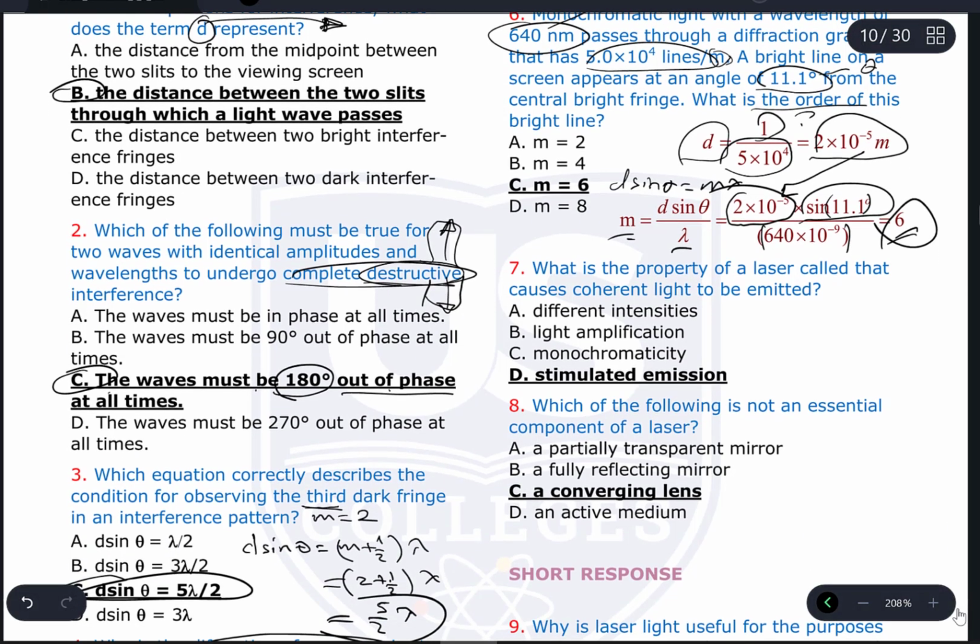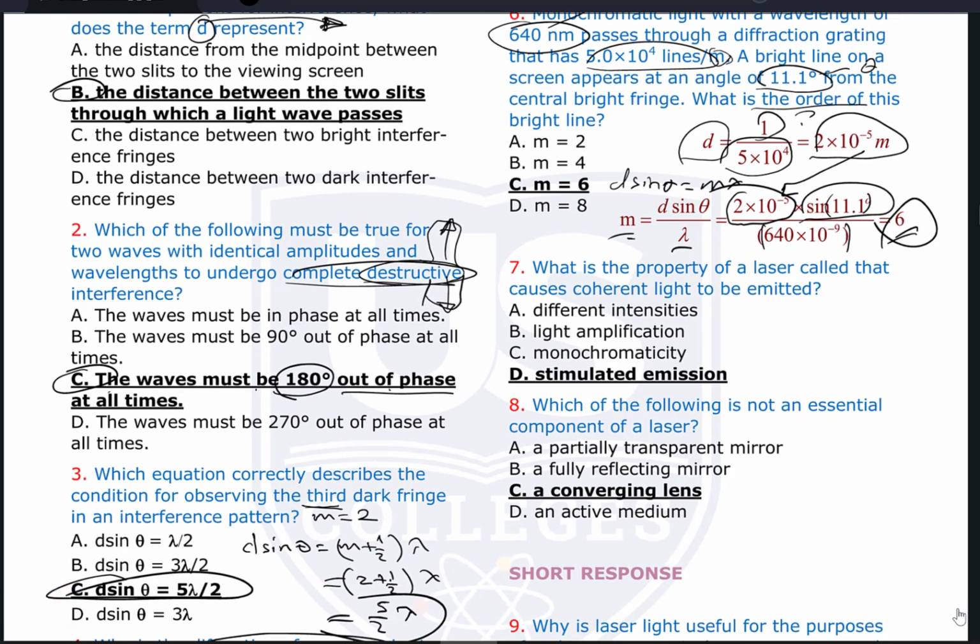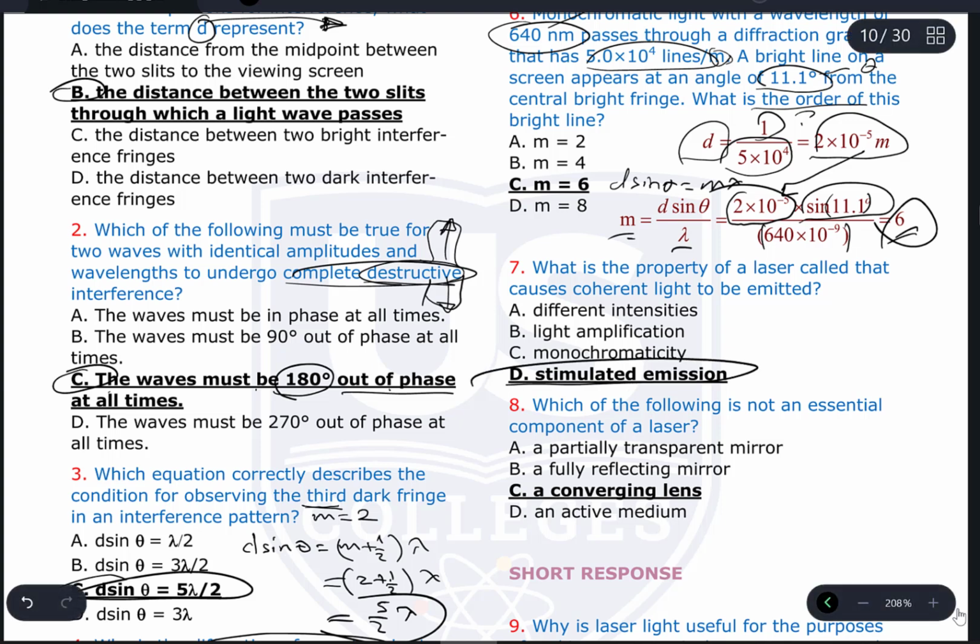What is the property of a laser that causes coherent light to be emitted? Stimulated emission. Stimulated emission produces photons which are identical to each other. All the photons are identical, so they are coherent, monochromatic, and also travel in one direction.